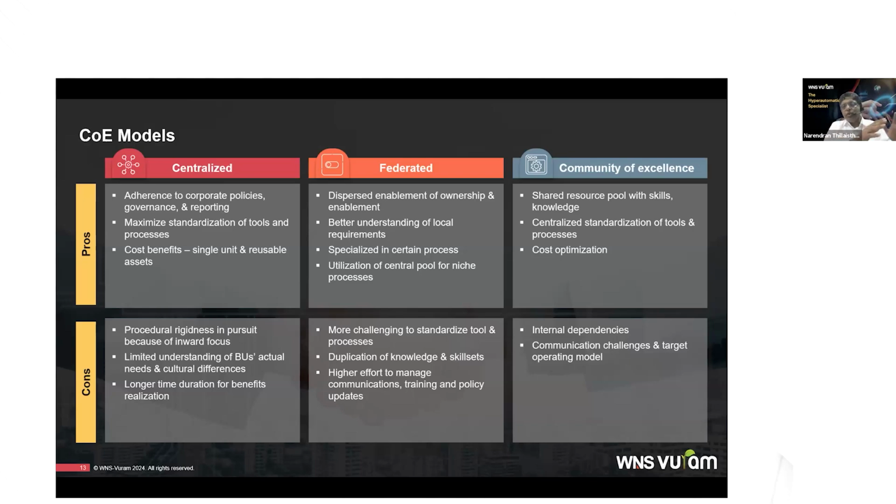So it's a good model. This is one of the standard ones which we have seen in the industry quite a lot. There are also companies which have gone the other way around and done the other extreme, which is what we call a federated model.